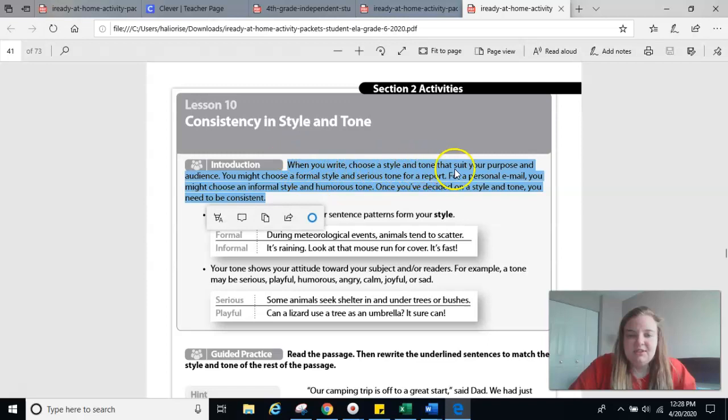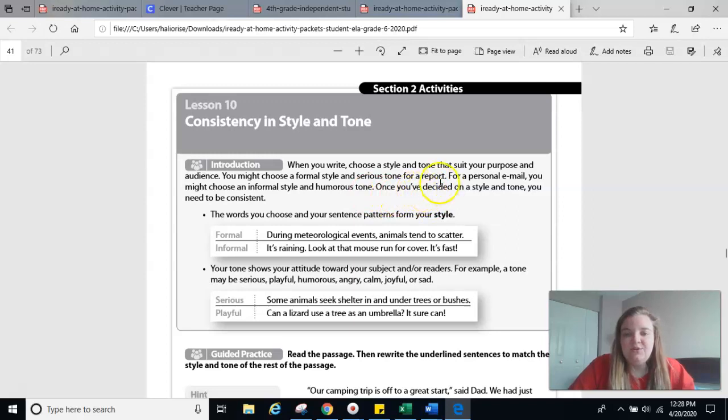When you write, choose a style and tone that suit your purpose and audience. You might choose a formal style and serious tone for a report. For a personal email, you might choose an informal style and humorous tone. Once you've decided on a style and tone, you need to be consistent. So you don't want to have a serious tone in one sentence and then the next sentence have a humorous tone. You want it to follow through in the whole text, either all serious or all humorous.